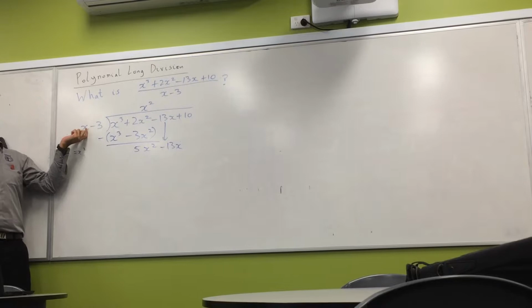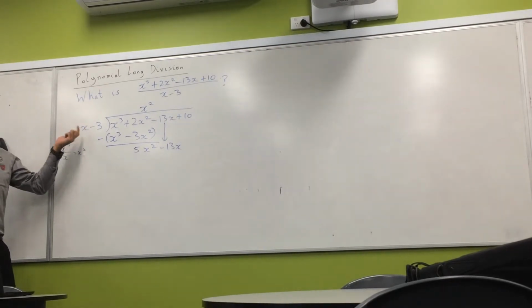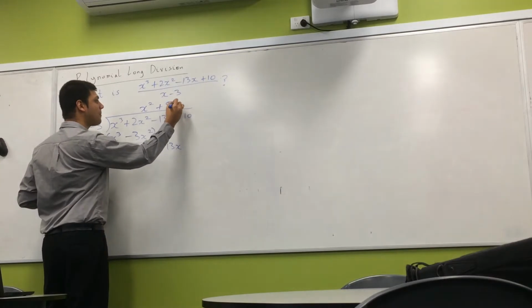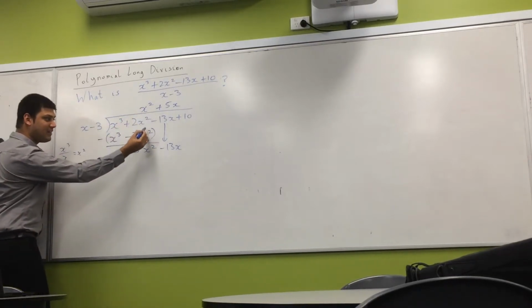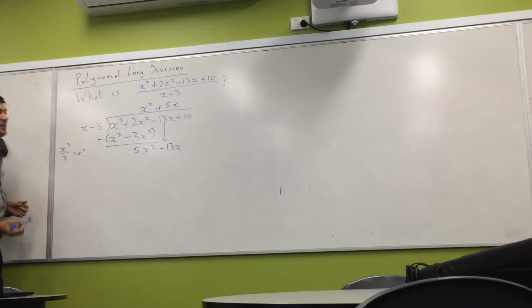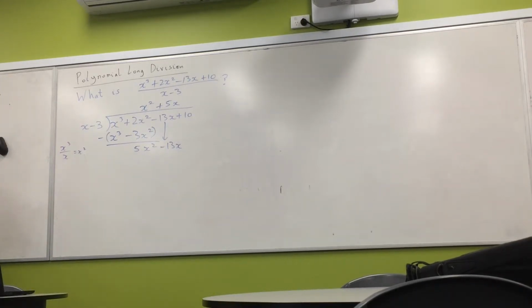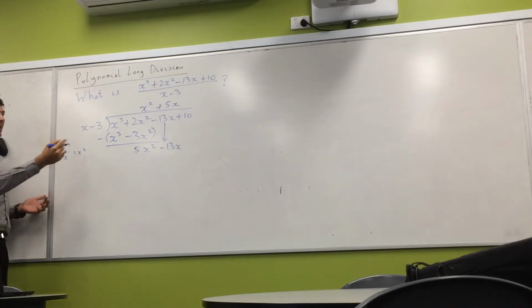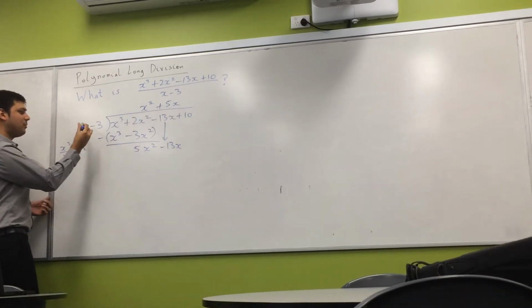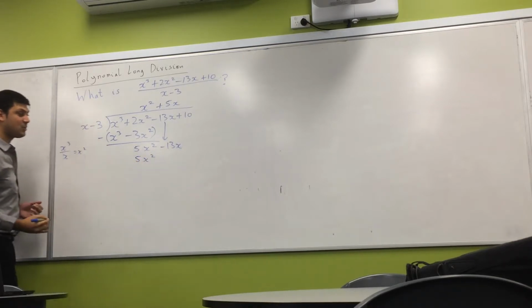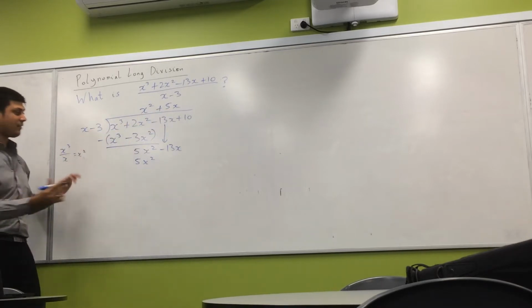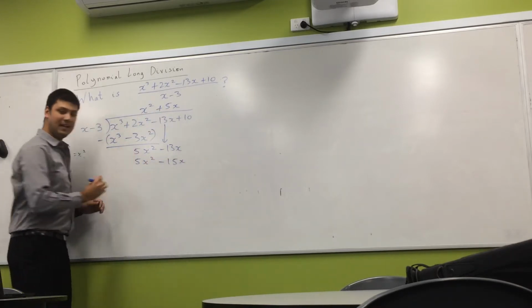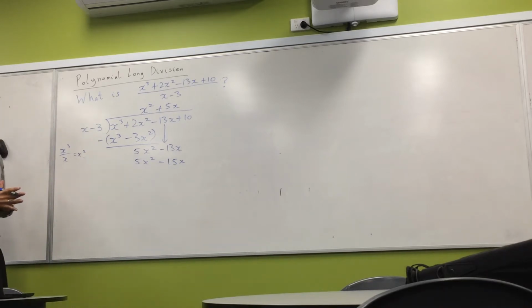5x squared divided by x is? 5x, very good. Positive 5x on the top. As you can see, I've lined up my 5x and the 13x together. You can also see all the x squareds lined up here, all the x's lined up there as well. So I've got 5x, and now I'm going to undo that by multiplying. 5x multiplied by x is 5x squared. You get the same leading term. And then 5x multiplied by negative 3 is negative 15x.